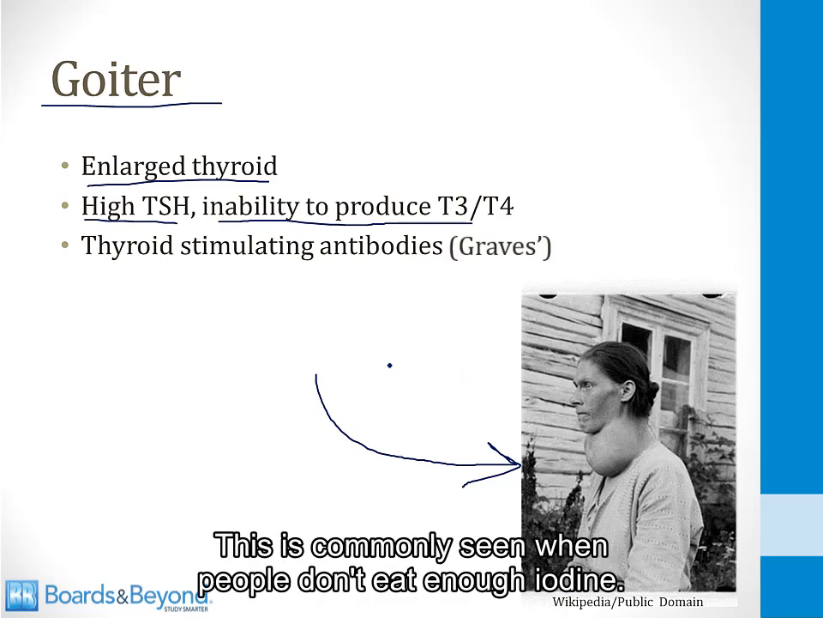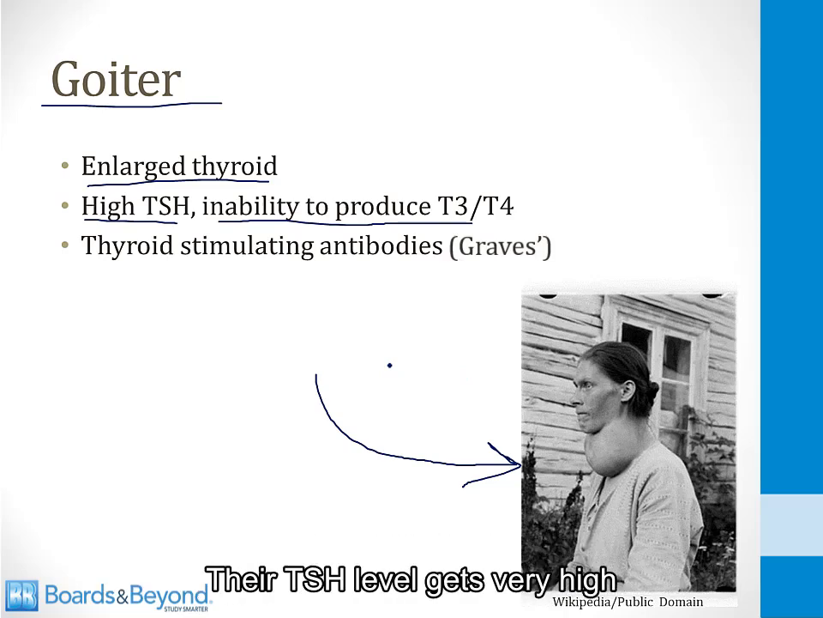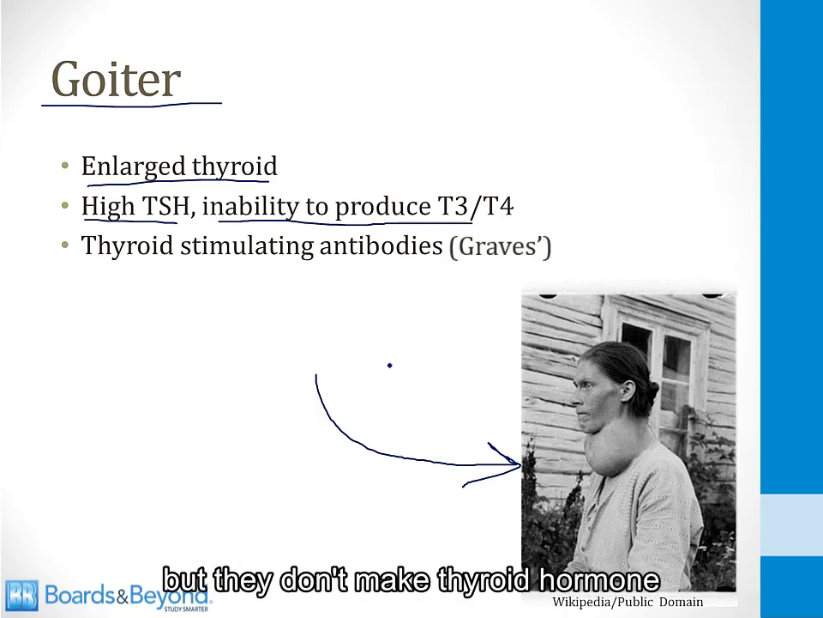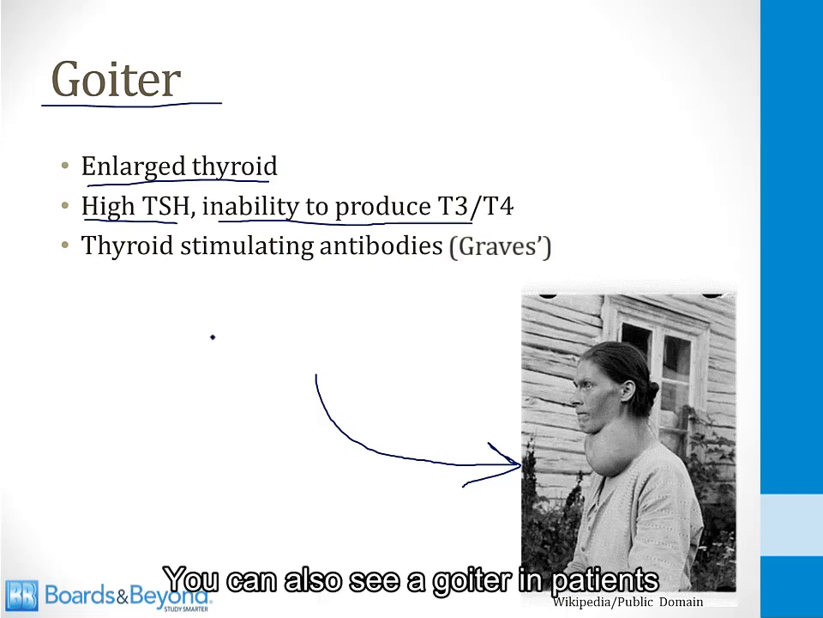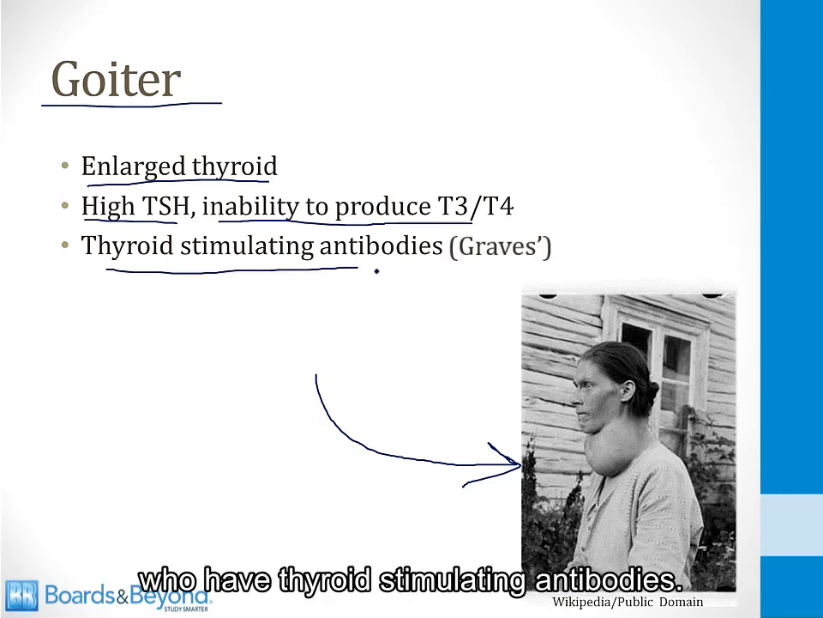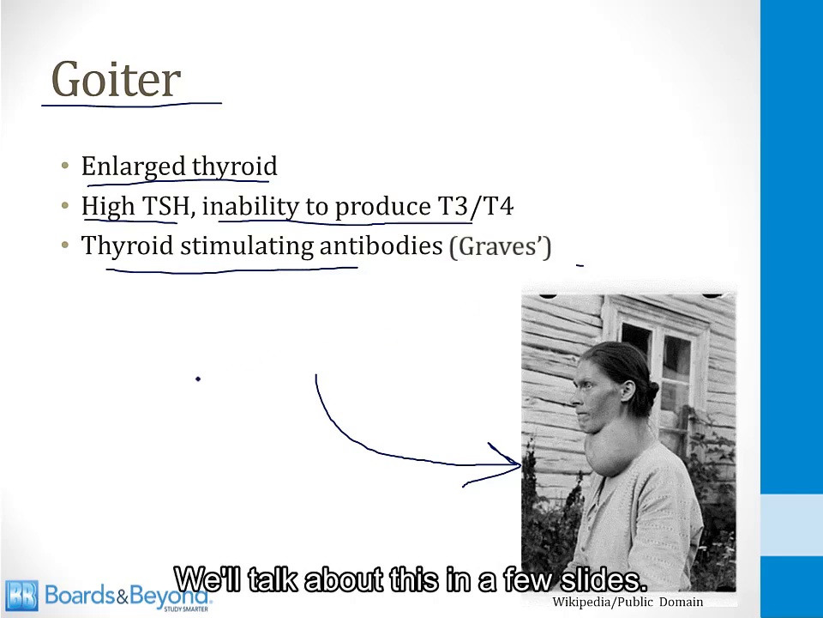This is commonly seen when people don't eat enough iodine. Their TSH level gets very high, but they don't make thyroid hormone, and as a result, they get a huge goiter in their neck. You can also see a goiter in patients who have thyroid-stimulating antibodies. This occurs in Graves' disease. We'll talk about this in a few slides.